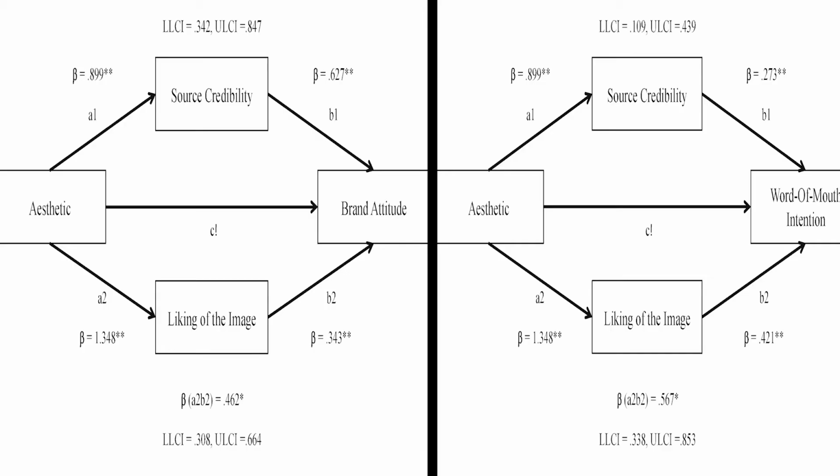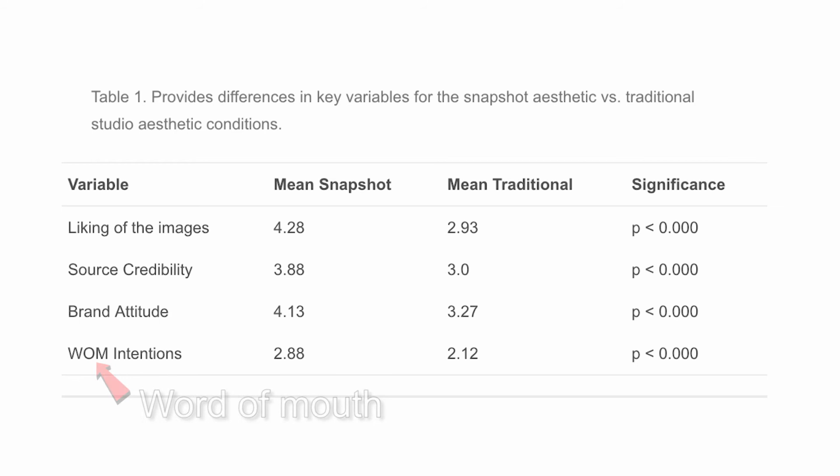These charts show how the aesthetic is the core factor that affects these three other variables. But brand attitude and word of mouth are also affected by source credibility and the number of likes the picture gets. This is also affected by the aesthetic, so it's all connected. The snapshot aesthetic won in every single one of these categories, so don't worry that you're not shooting like some magazine photographer.